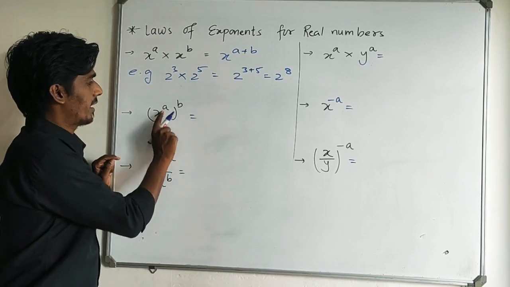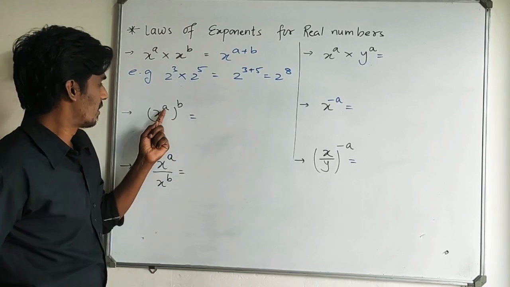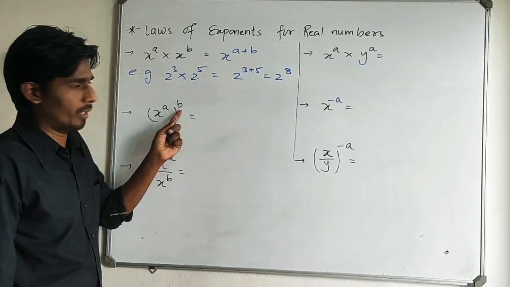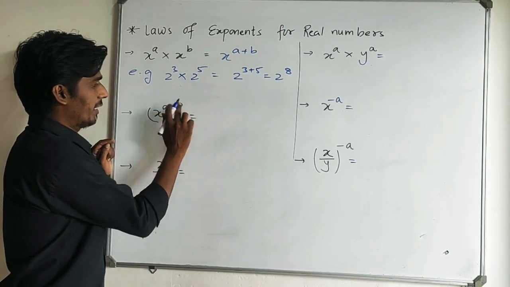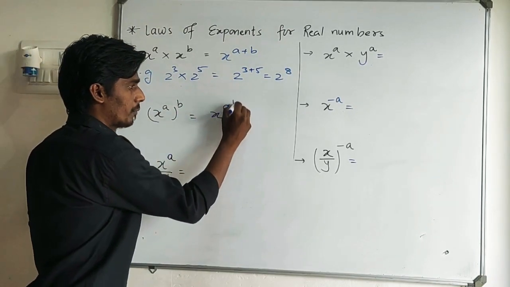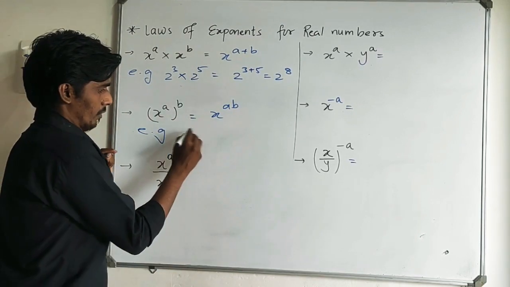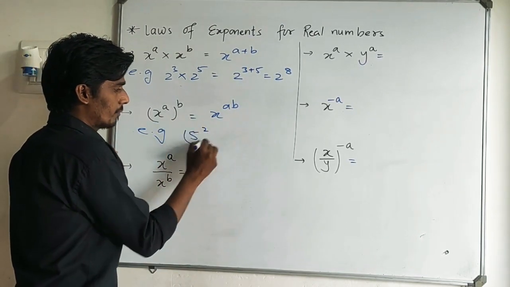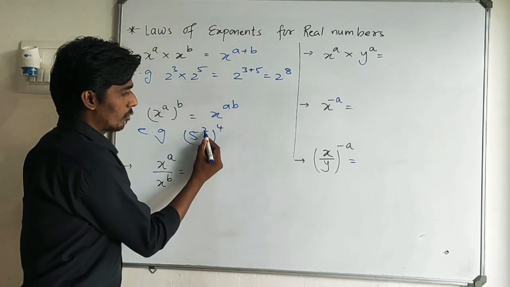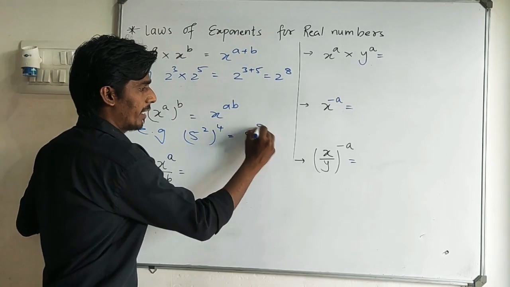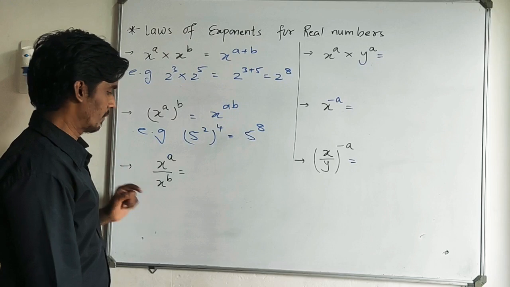Then next, x raised to a, whole raised to b, means power of power. This is the power और उसका भी power क्या है? b. Power of power always multiply. So a into b is what? x raised to ab. Now we will take an example. 5 raised to 2 whole raised to 4. 5 raised to 2, so 2 4s are 8, so 5 raised to 8. So यहाँ पे power of power multiply होगा.